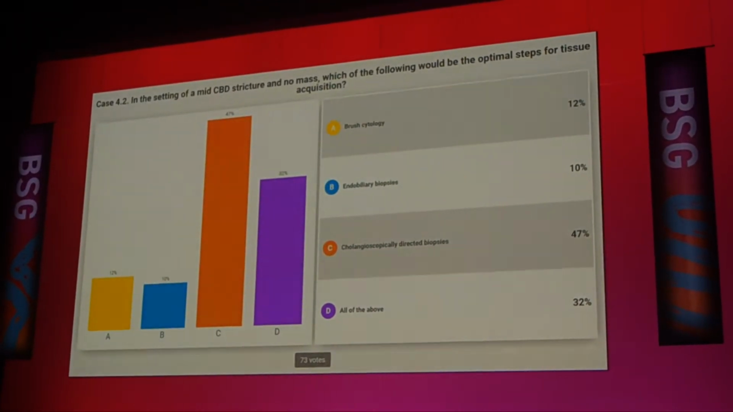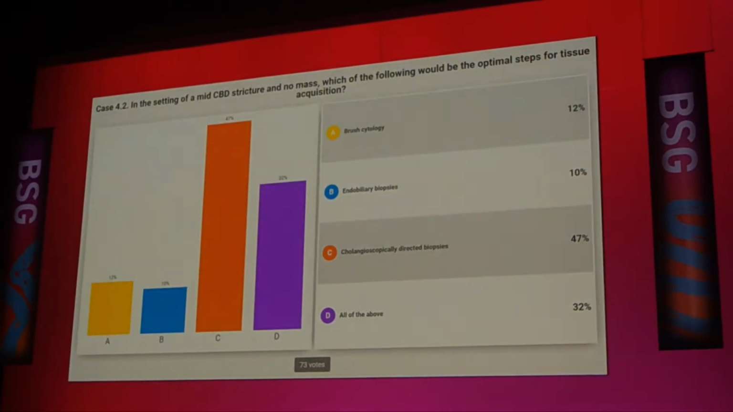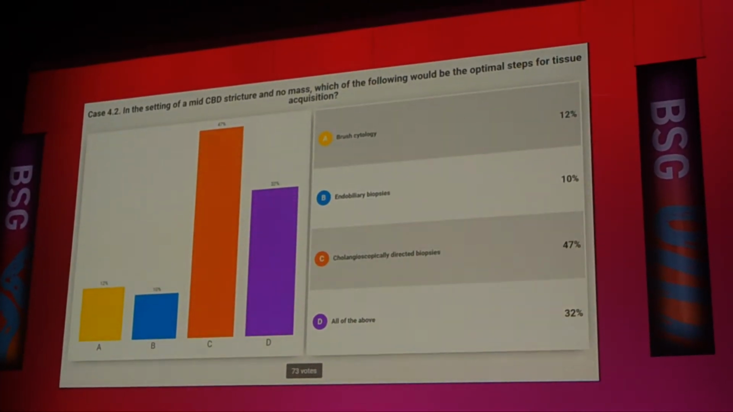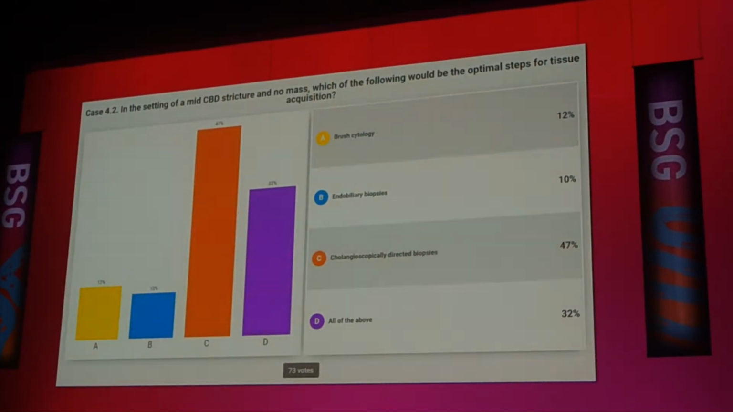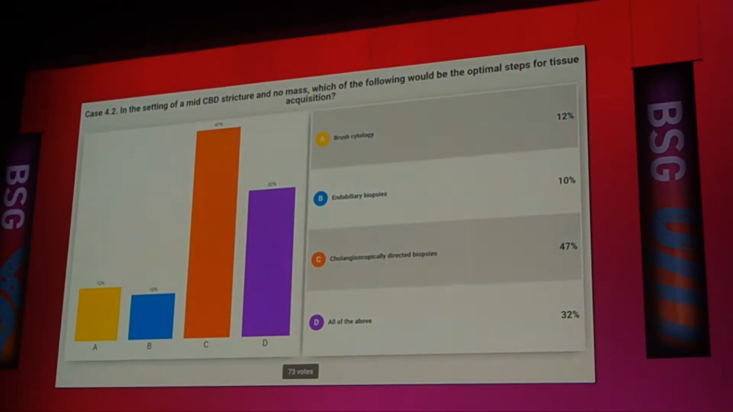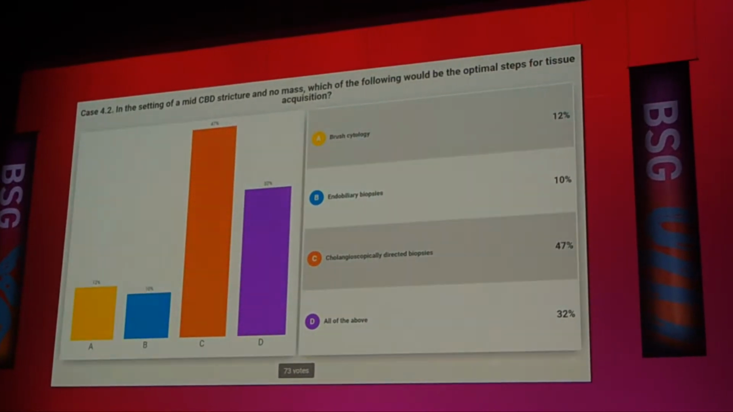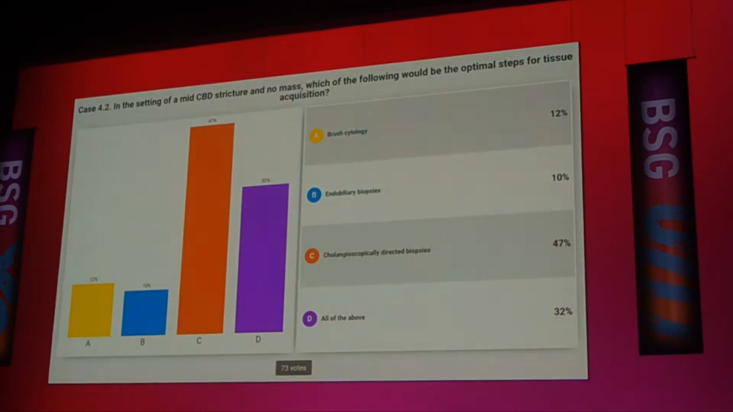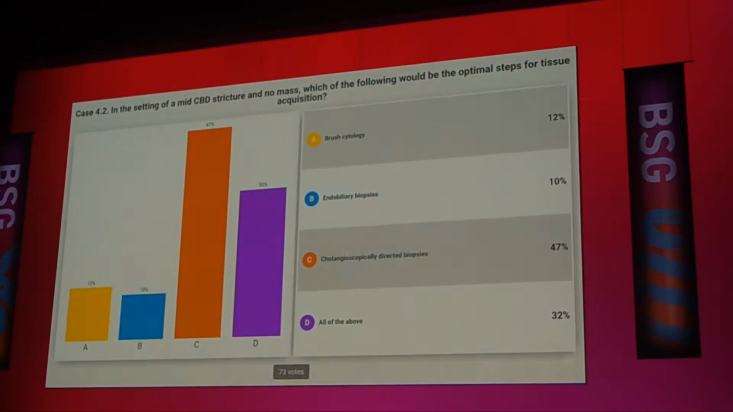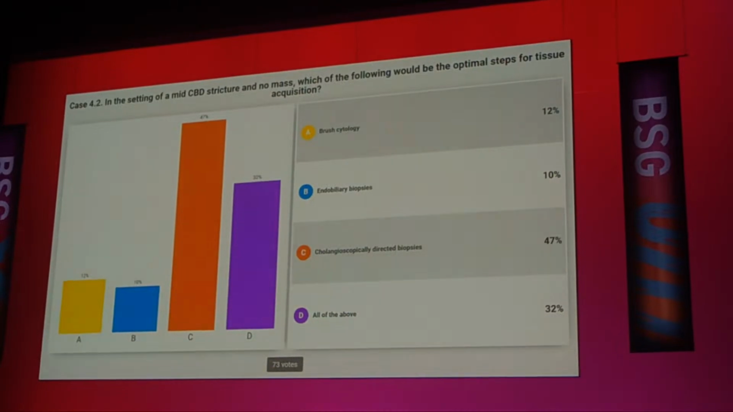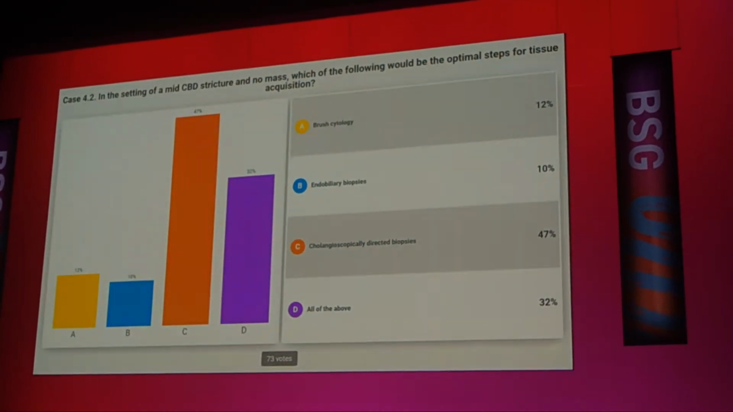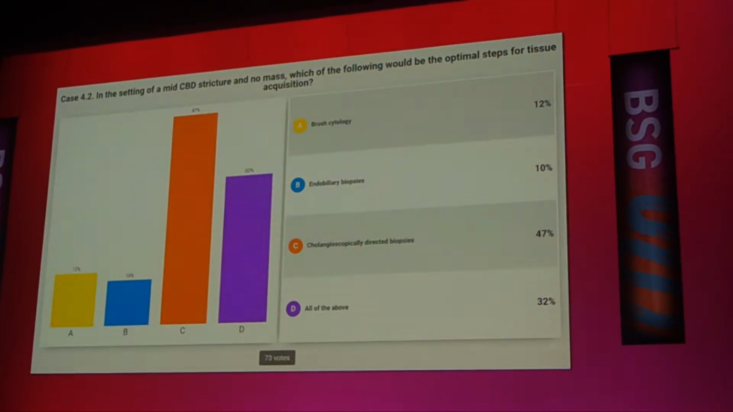Also an interesting result. Cholangioscopy biopsy seems to be the most common. It is. So clearly there are quite a few people in the audience who do cholangioscopy. I think probably leave the questions to the end because the case evolves as it goes along. It does. Please go.